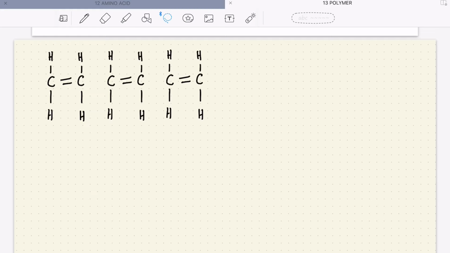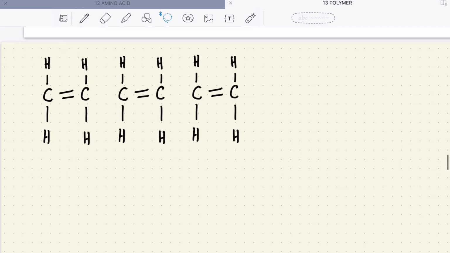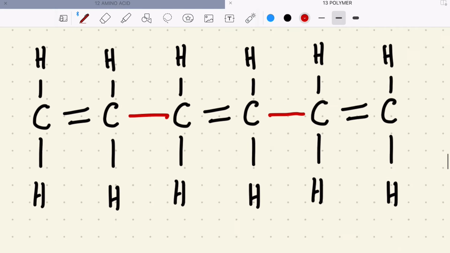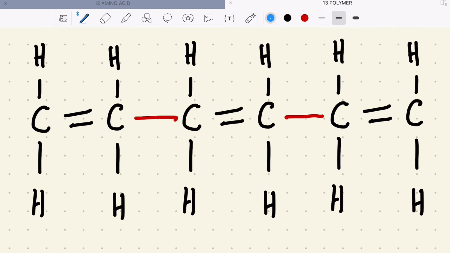polymerize them. If we just add a bond here, what will happen? The C is actually having extra electrons around it: 1, 2, 3, 4, 5, 6, 7, 8, 9, 10. And we know carbon can only have 8 electrons. So this is totally wrong.